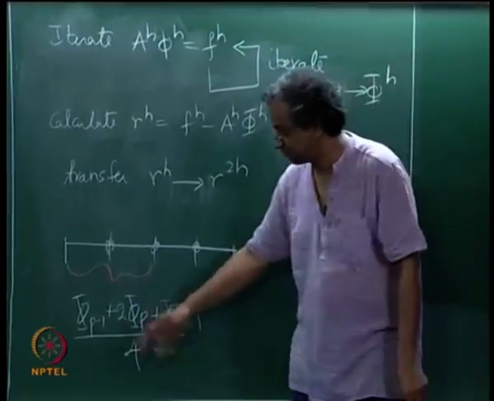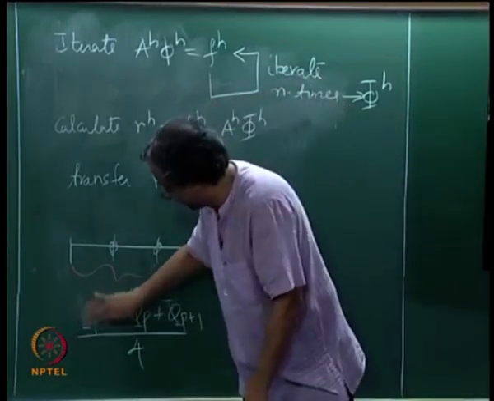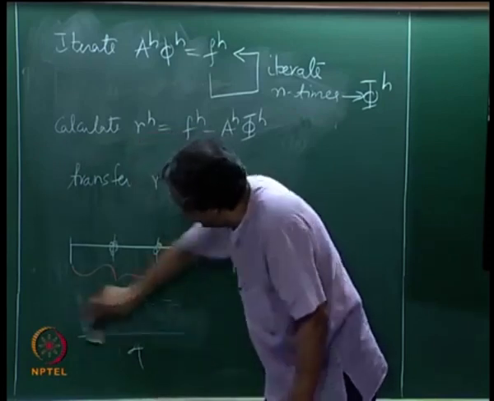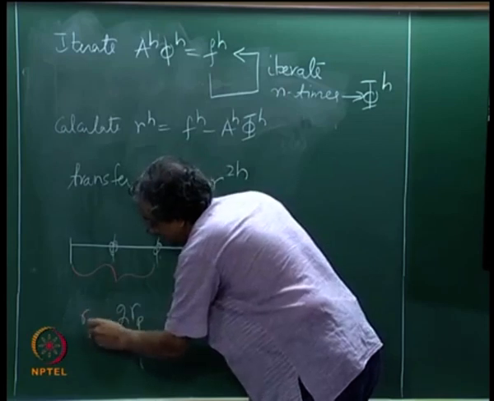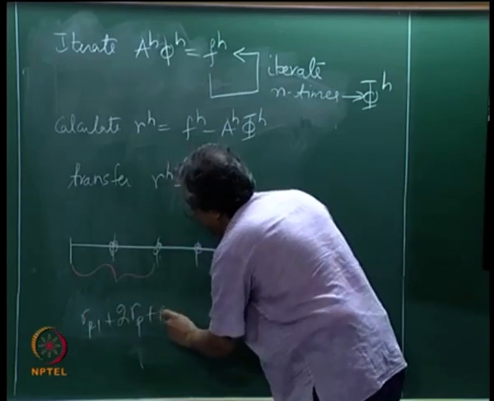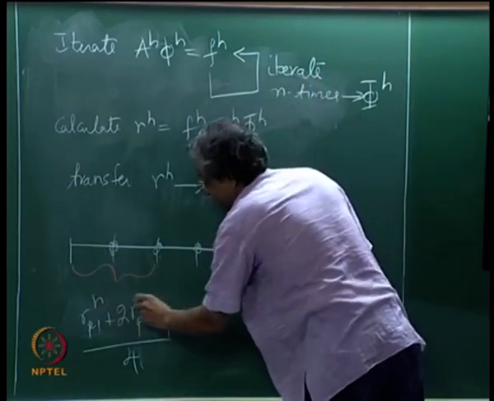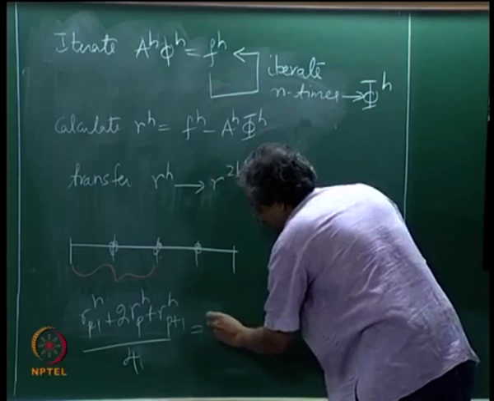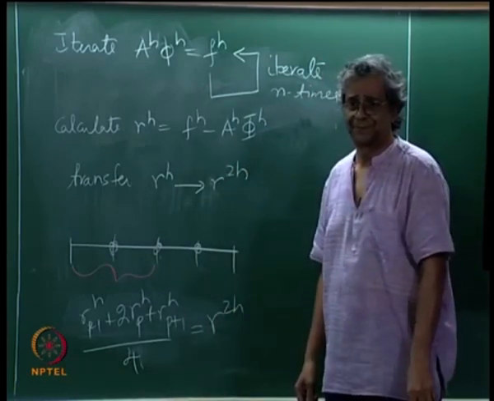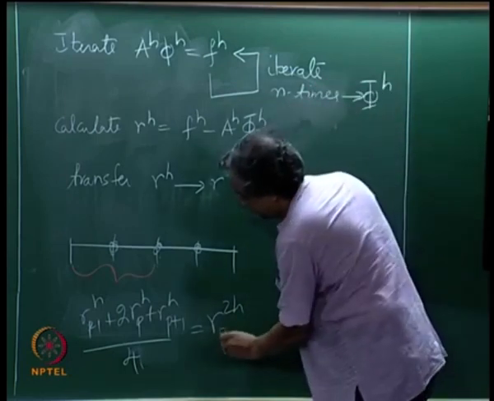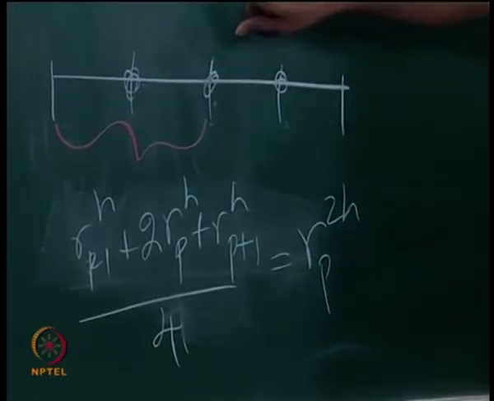Okay, this is phi, of course it should be r, I should actually be transferring r, it is not really phi, it should be r. Let me correct that, 2rp, rp minus 1, rp plus 1 by 4. All of these at h. So now you have a way by which you can get r at 2h. Am I making sense? At the point P, fine. Transfer from RH to R2H.